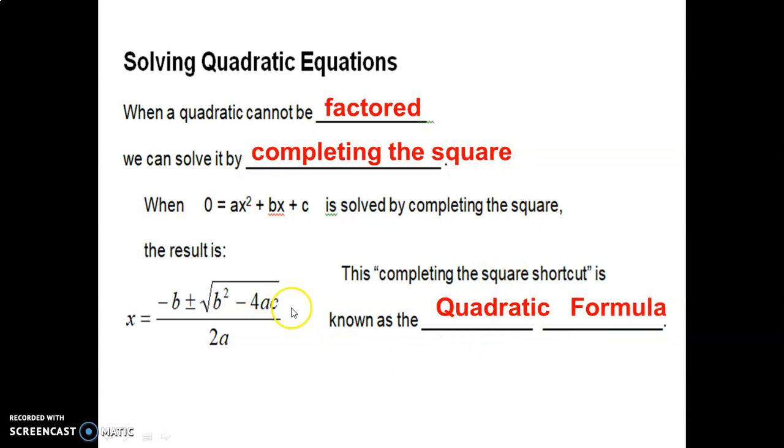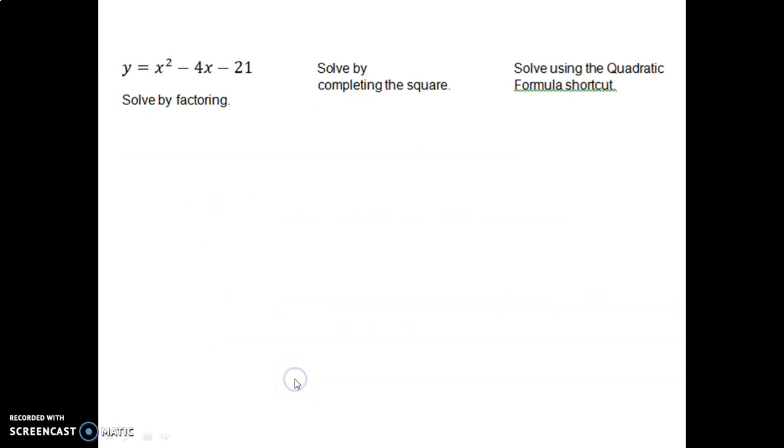So this is kind of a summary of that journey we've taken. Often when we try to solve a quadratic, we try to factor. If it can't be factored, we can do completing the square. And now we found out that completing the square actually leads to this shortcut, this formula. Okay, so let's look at this problem 3 ways, because it's nice to know that we can factor, complete the square, or use the formula, and they should all give us the same answer.